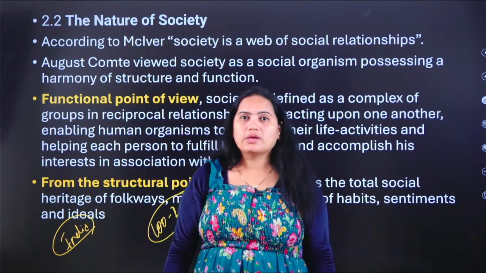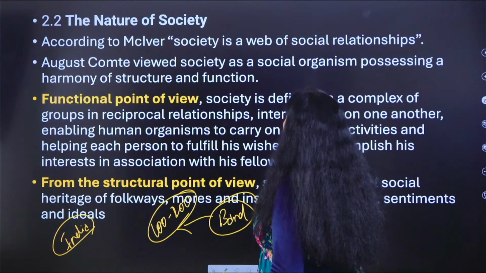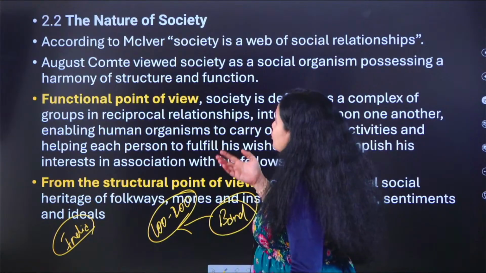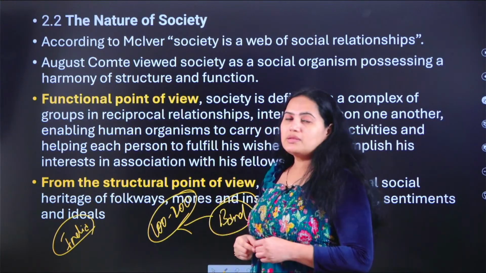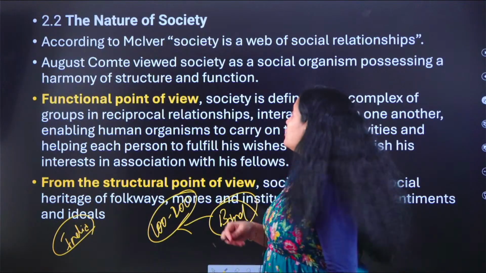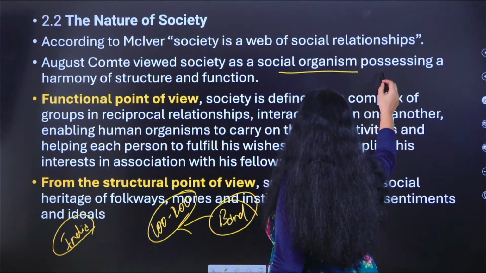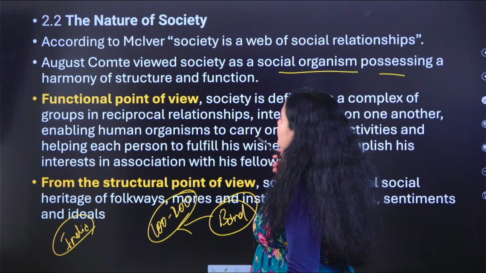that particular society. Okay, so according to MacIver, society is a web of social relationships, and Auguste Comte is considered the father of sociology. He also tried to define what a society is. According to him, society is a social organism possessing a harmonious structure and function.